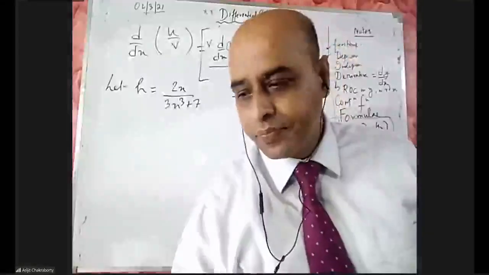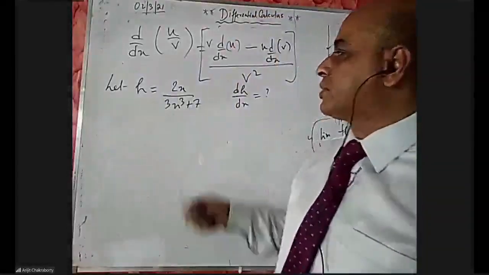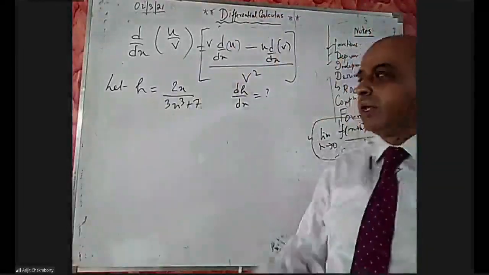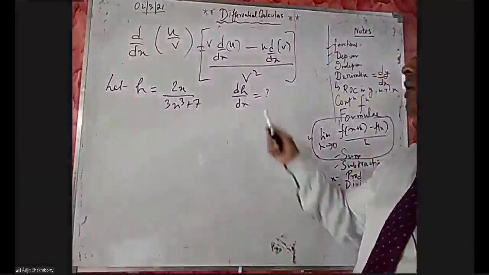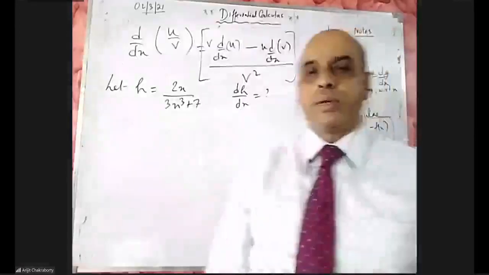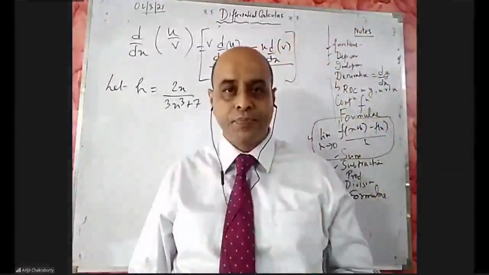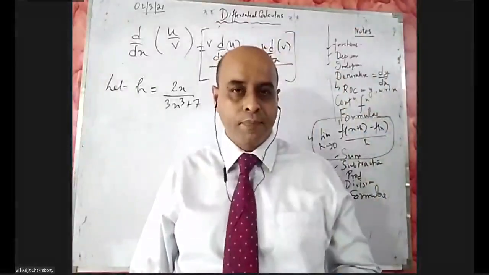So we are given h as a function of x, h is given by 2x divided by 3x cube plus 7, and you have to find dh by dx. So the first question, the rational, logical approach, is to identify which formula to use.